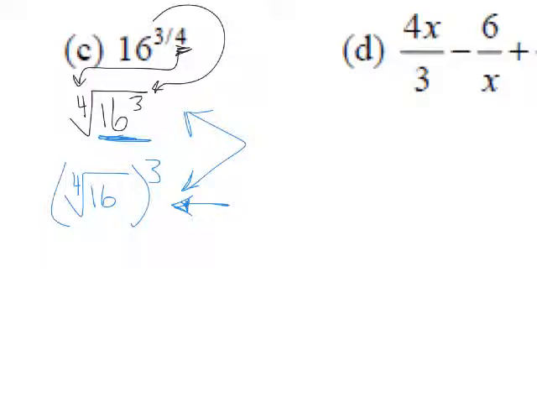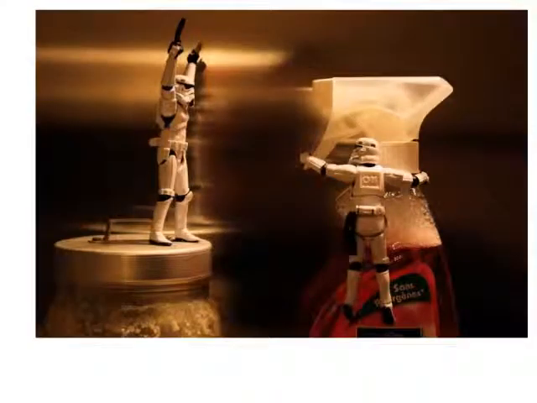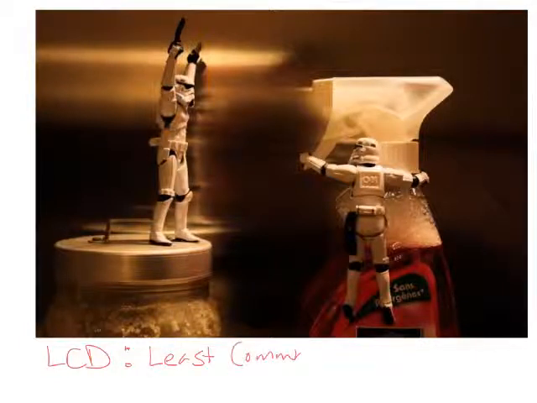I know that the 4th root of 16 is 2. So what we really have is 2 to the 3rd. Because 2 times 2 times 2 times 2, yep, the 4th root of 16 is 2. And 2 to the 3rd I can do in my head and arrive at an answer of 8, because 2 times 2 times 2 is 8. Alright, solving or simplifying the last one, 9d, requires us to use the LCD. For those who don't remember, LCD stands for least common denominator. So we're going to use that in solving the last one.